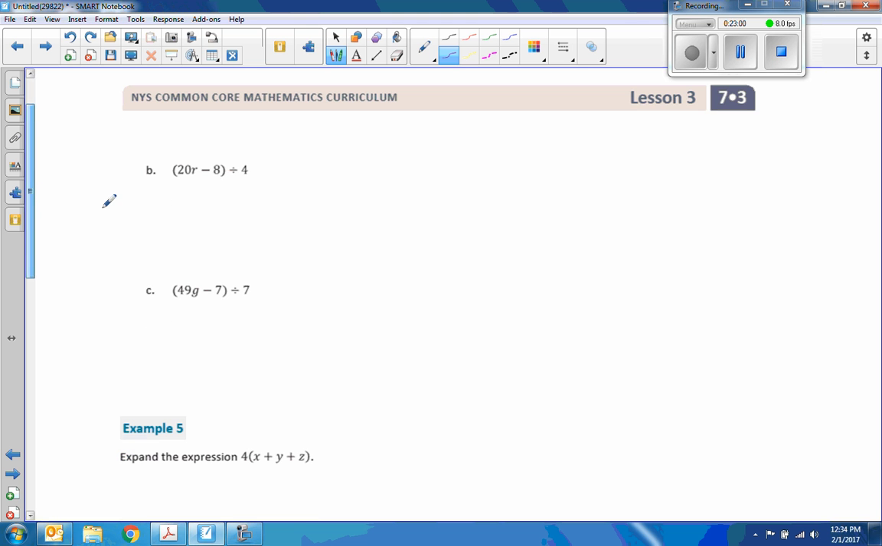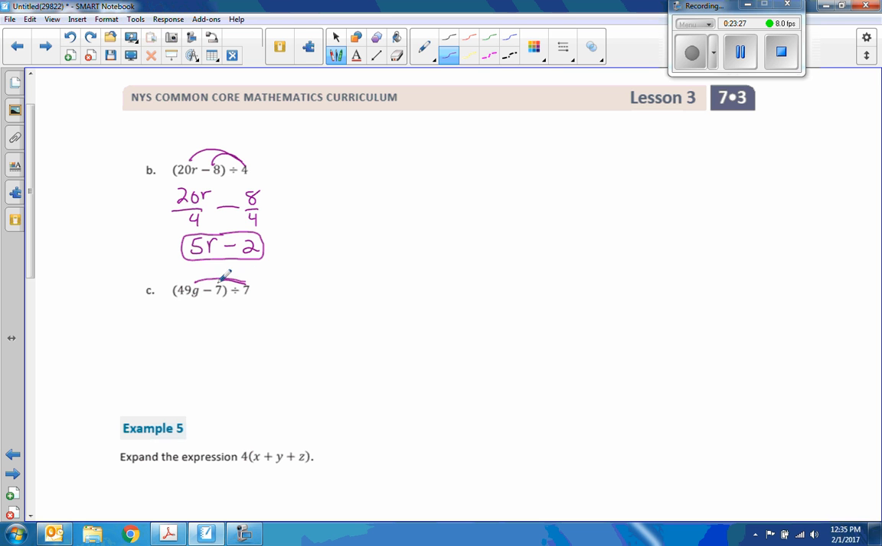Alright, again, distribute, 20r divided by 4, what's your sign? Minus 8. 20 divided by 4 is 5, keep the r, 8 divided by 4 is 2, keep the sign. Nothing can be reduced or divided, 5r minus 2.